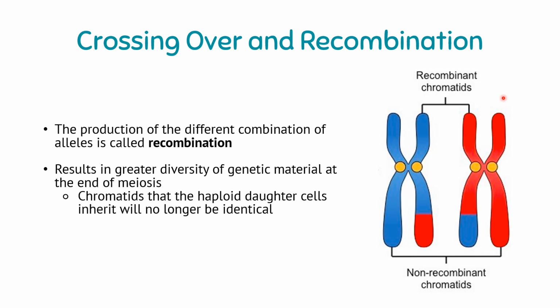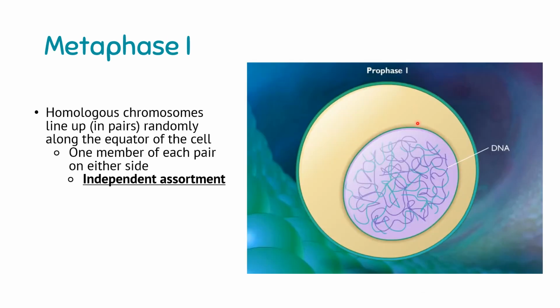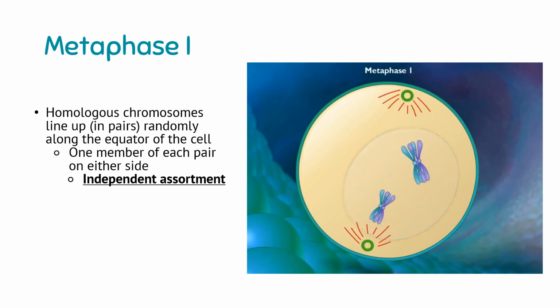And this results in greater genetic diversity of genetic material at the end of meiosis. And so the chromatids that the haploid daughter cells inherit will no longer be identical. That's why each cell that we end up with at the end of meiosis is genetically unique, and this is one of the reasons. So now we have the second stage of meiosis 1, which is metaphase 1.